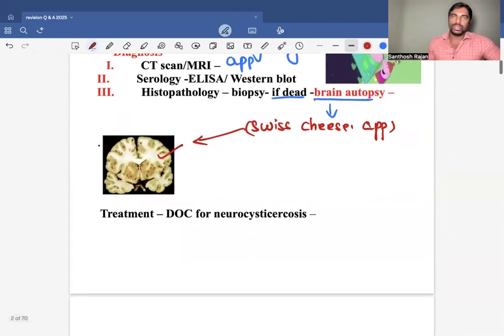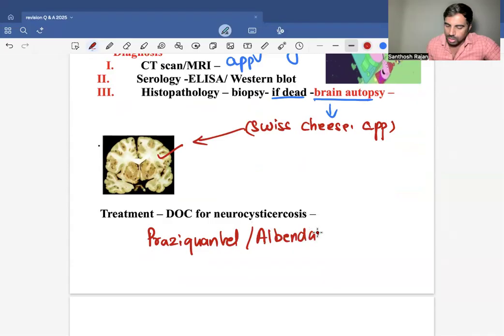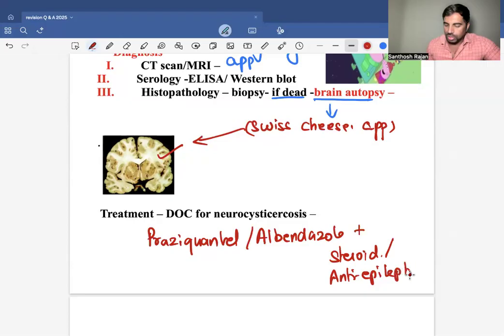And of course, the drug of choice you can say is usually praziquantel or albendazole, plus steroids to decrease the seizures, or anti-epileptic drugs. In case of acute, they give the anti-epileptic drugs. Epileptic drugs should be given. That's all. So these are the treatment options. This much only you should know about neurocysticercosis.